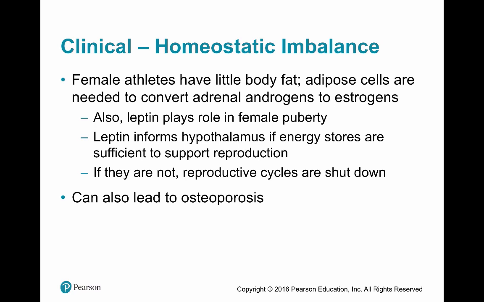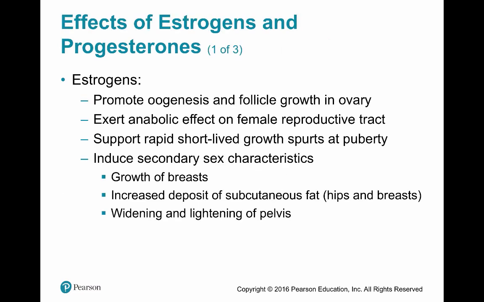Female athletes tend to have lower body fat levels, and basically adipose cells are needed to convert adrenal androgens to estrogen. Also, leptin plays a role in female puberty. It helps to inform the hypothalamus if energy stores are sufficient to support reproduction. If they're not, the reproductive cycle is shut down. Also, this can lead to osteoporosis.